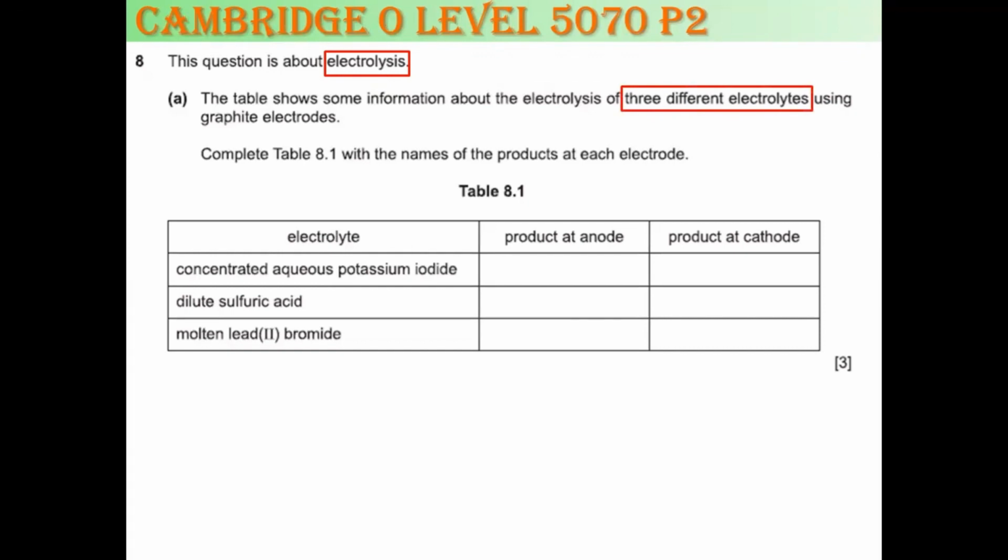There's more information. They tell us we have 3 different electrolytes. And what do they want you to do? There is the command word. They want you to complete table 8.1. Now, what's important here is you have to give the names. Again, they want the names of the products at each electrode. You are going to be very careful when you give your answers.